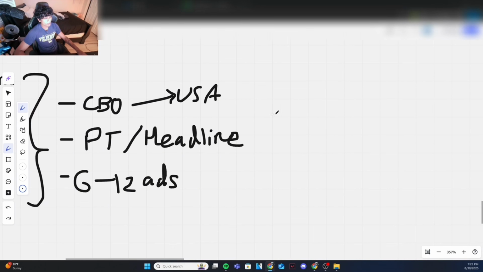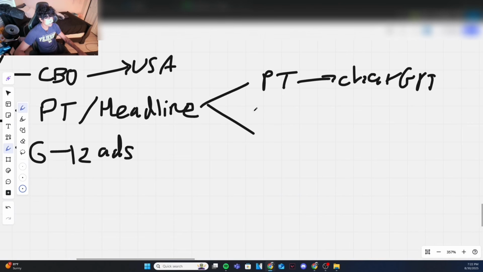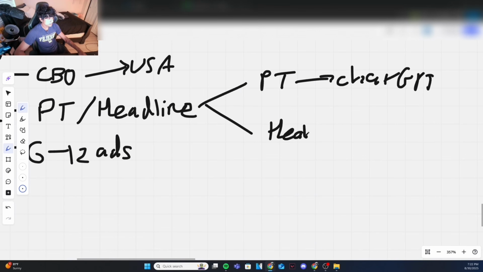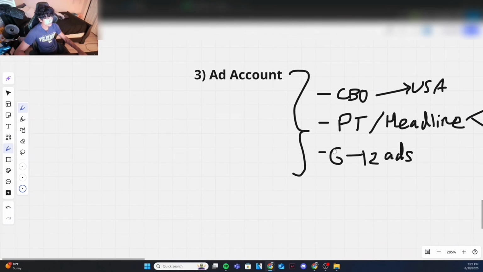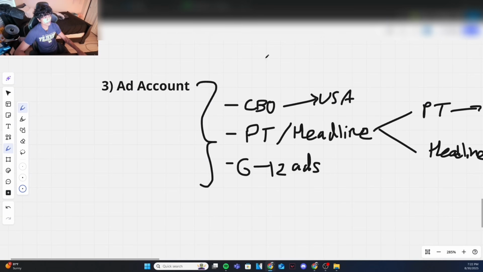And then for your primary text and headline, primary text doesn't really matter. Just use some ChatGPT stuff. Does not matter that much when you're testing. Headline, this one can matter just because it's right next to the shop now button. So just put your offer there. That's usually what I recommend. And super simple, guys. You don't need to overcomplicate it.